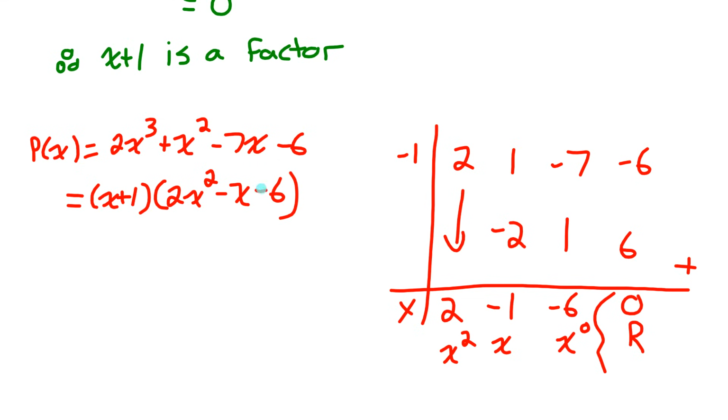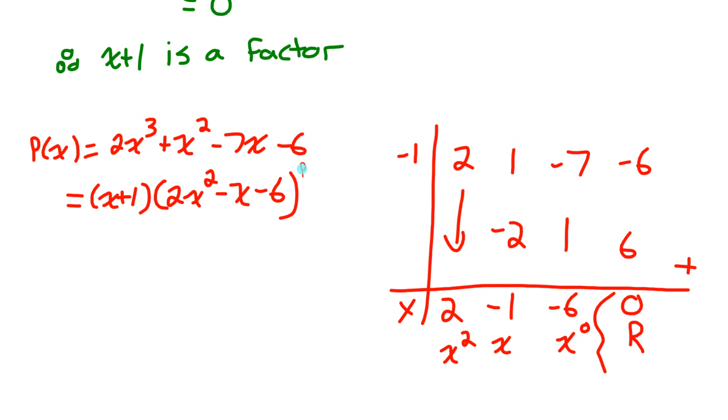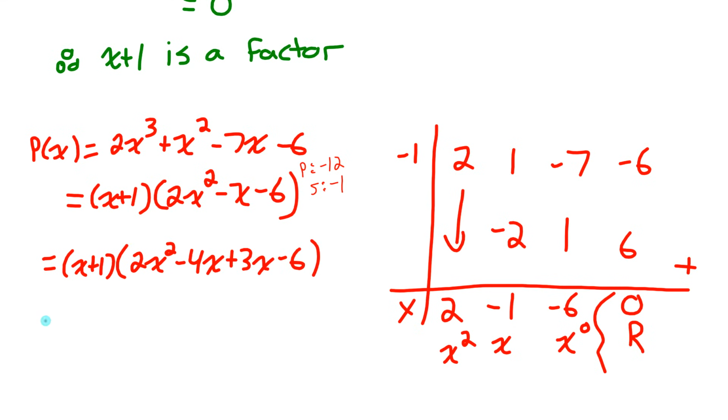And once again, this second factor is degree 2, so we should check if it factors further. We should look, are there numbers that have a product of negative 12 and a sum of negative 1? And there are. Those numbers are negative 4 and 3. So I should split the middle term into negative 4x plus 3x, and then factor that by grouping.